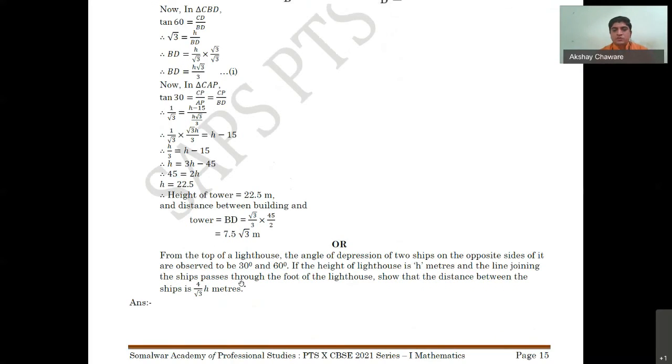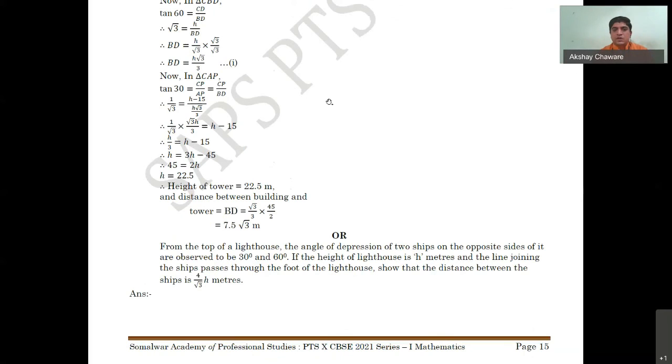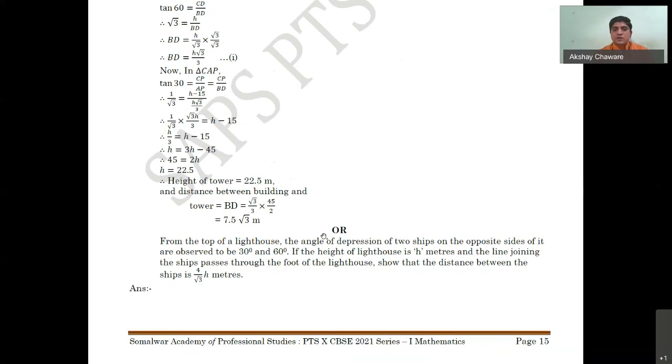Now one optional question. From the top of a lighthouse, the angle of depression of two ships on the opposite sides of it are observed to be 30 degrees and 60 degrees. So two ships P and Q, and this is a lighthouse AB. The height of the lighthouse is H meters, and the line joining the ships passes through the foot of the lighthouse. Show that the distance between the ships is 4 by √3 H meters.